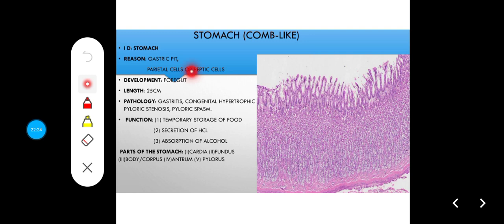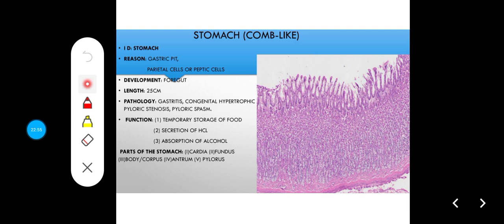Now the stomach develops from the foregut. The length is about 25 cm. The pathology is gastritis and so on. The functions are temporary storage of food, secretion of HCl, absorption of alcohol, and some drugs. So parts of the stomach: the cardia, the fundus, the body, the corpus, the antrum, and then the pylorus.